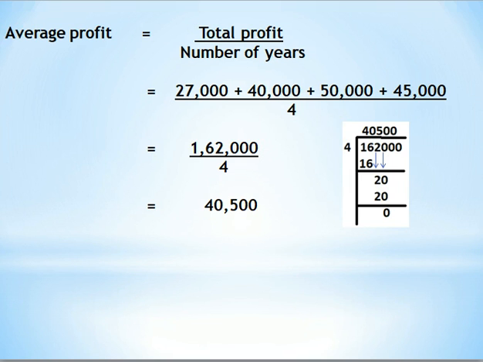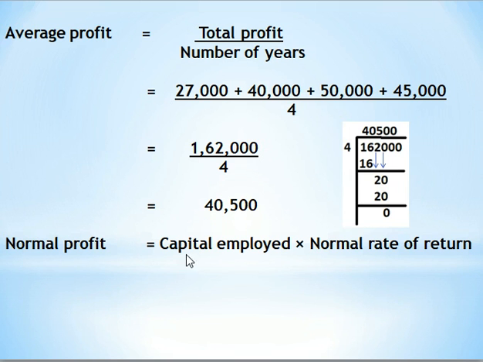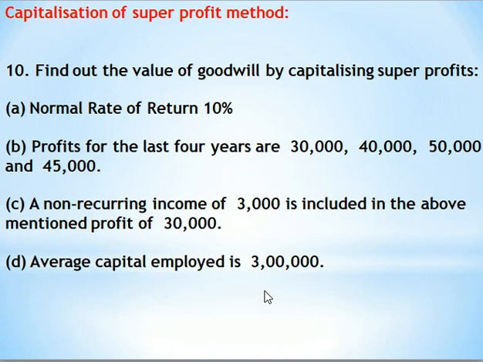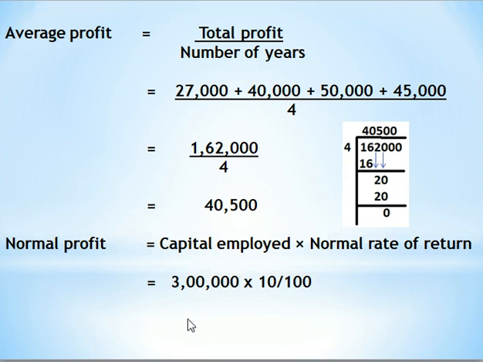Now we have to find the amount for normal profit. As we know that normal profit is equal to capital employed into normal rate of return. The amount for capital employed is 3 lakh and normal rate of return is 10%. 3 lakh into 10%, which is 10 by 100, gives you 30,000, which is our normal profit.